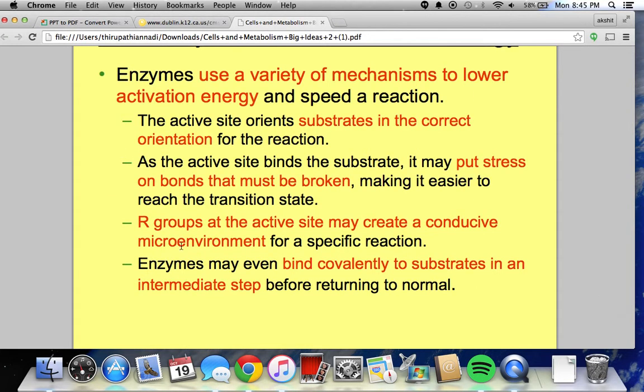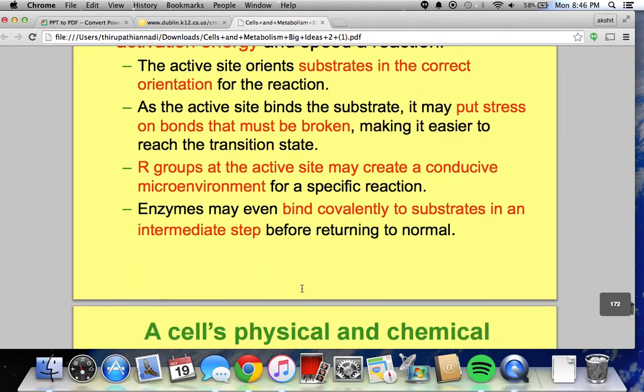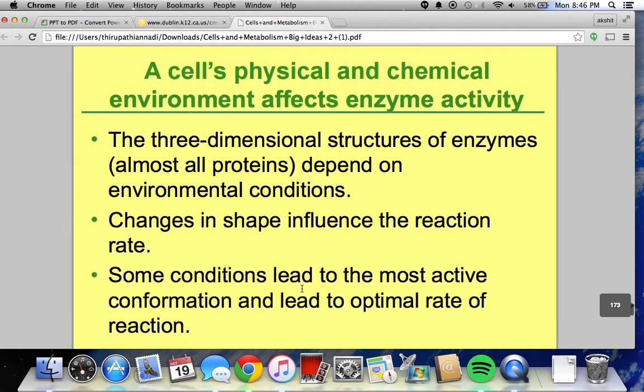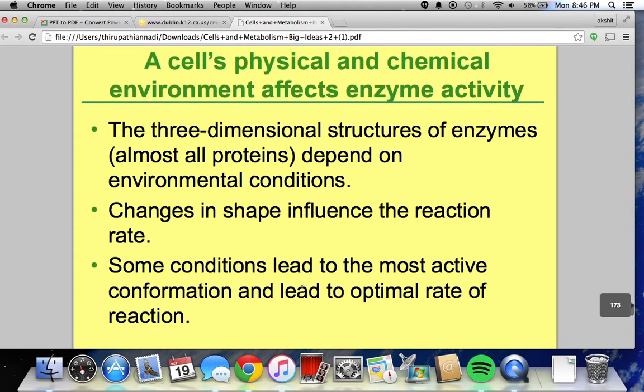And again, these are just the ways that they lower activation energy. I'm pretty sure we don't need to know all the specific types because you didn't go over them in class. Just make sure you know that it lowers activation energy. And if you really want to know, just go over this a little if you have time. And again, since the enzyme is a protein, it depends on its shape for its function. If it loses its shape, it becomes denatured and the protein doesn't work anymore.